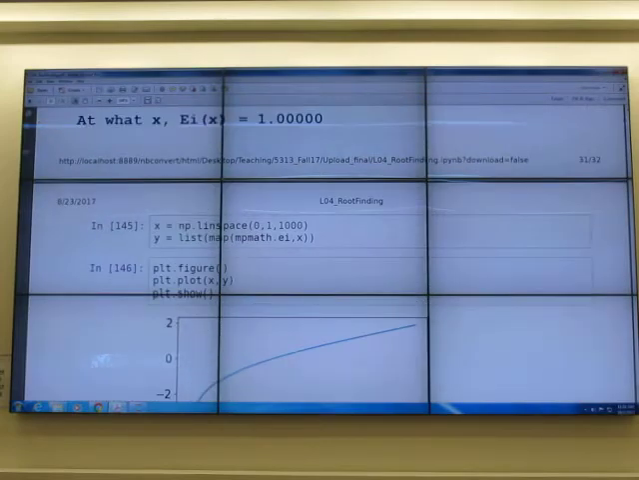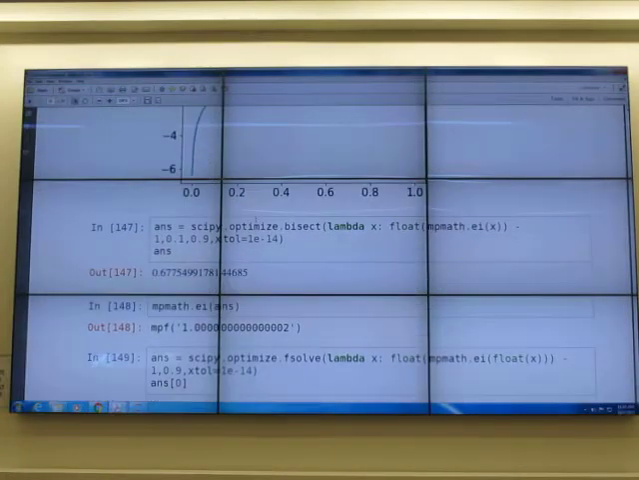To plot the graph, I use linspace from 0 to 1. When you use 0, 1 like that, it includes 0 and it also includes 1. If you use arange, it doesn't include the last number. Okay.